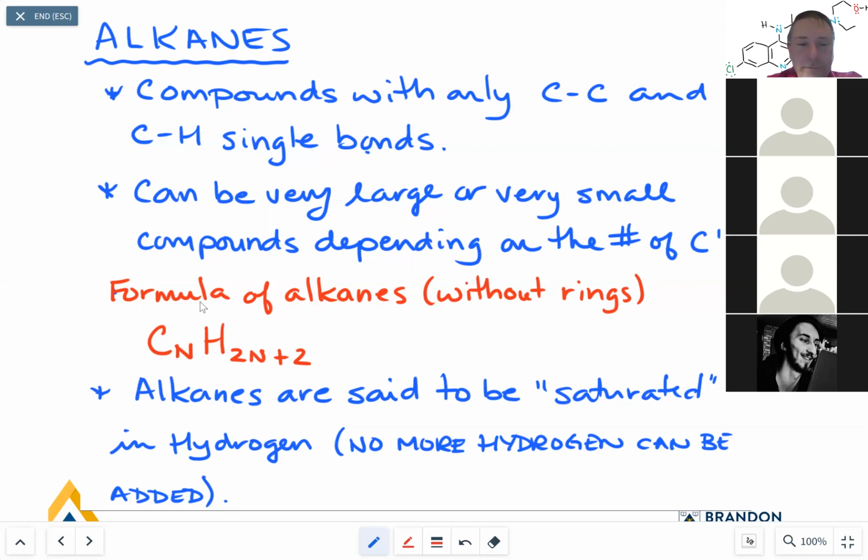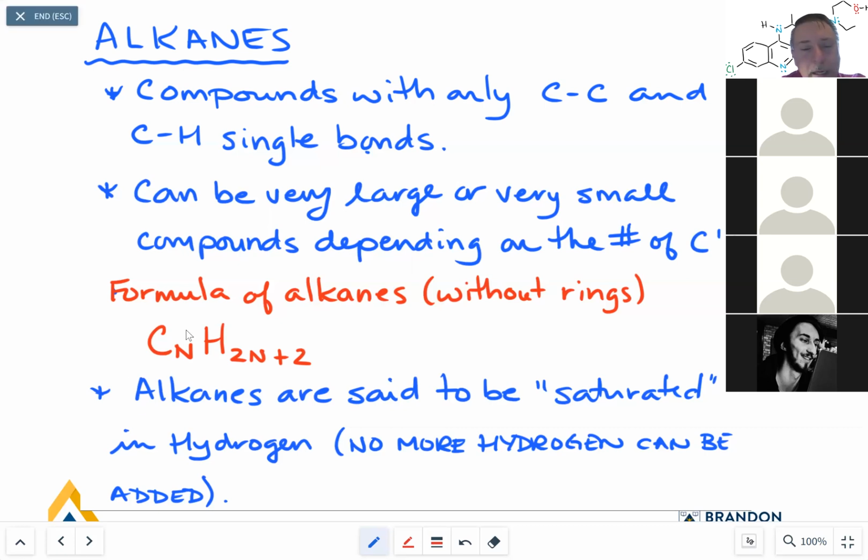And the general formula for alkanes is, if you've got some number of carbons, the H's will be 2 times that number plus 2. So in the case of methane, where there's 1 carbon, the hydrogens would be 4: 2 times 1 plus 2 is 4. And if it's ethane, which is 2 carbons, you would have 6 hydrogens.